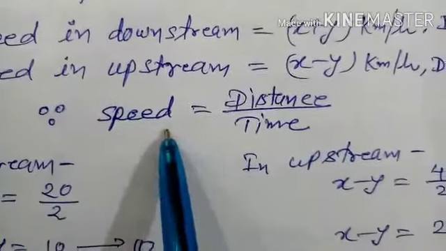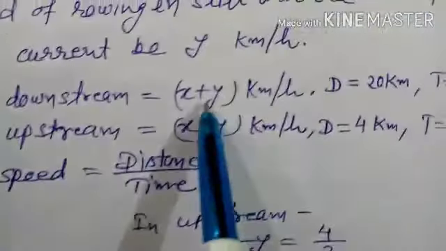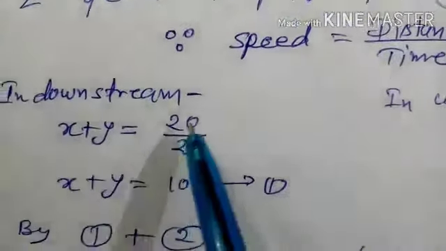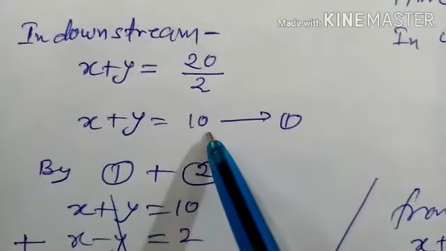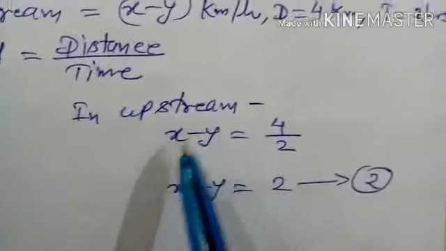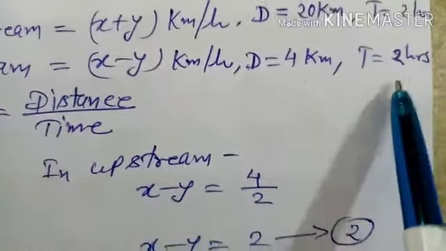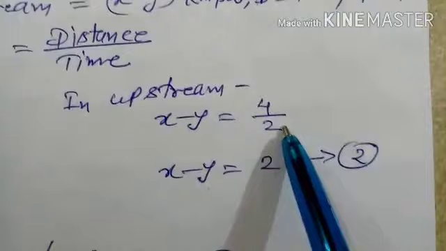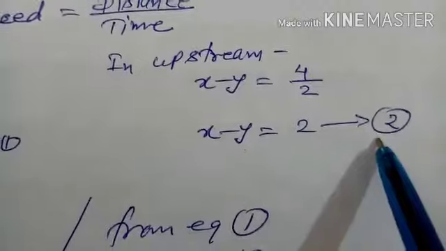Since we know that speed is equal to distance upon time, in downstream the speed is x plus y, distance is 20 and time is 2. 20 divided by 2 is 10. So our first equation is x plus y is equal to 10. Very simple equation. In upstream the speed is x minus y, distance is only 4 and time is 2 hours. 4 divided by 2 is 2. So our second equation is x minus y is equal to 2.